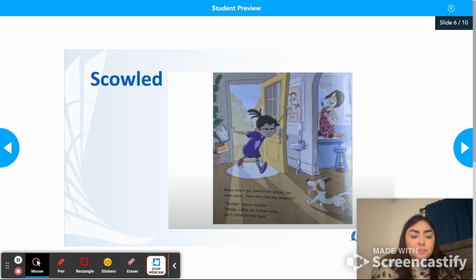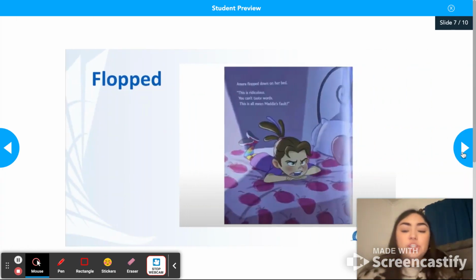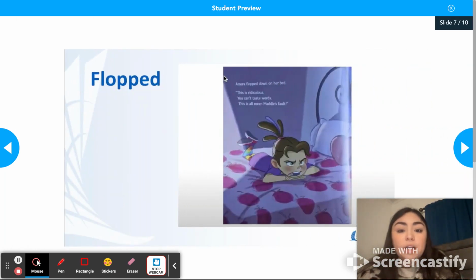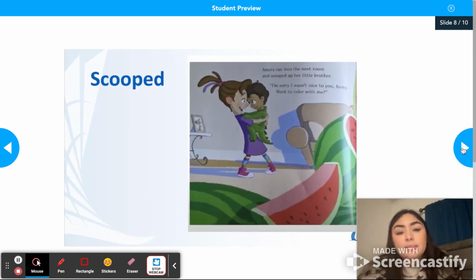And I would say, it says Amira is scold, like she scold. What does Amira's face look like in this picture? And then I would do a think aloud and just do a discussion. And I would do that for each of the vocabulary words. So right here, I reread the page, focus on how flopped is used in the sentence, and then use the picture or other words within the page to help us figure out what that means. And same thing for scooped.